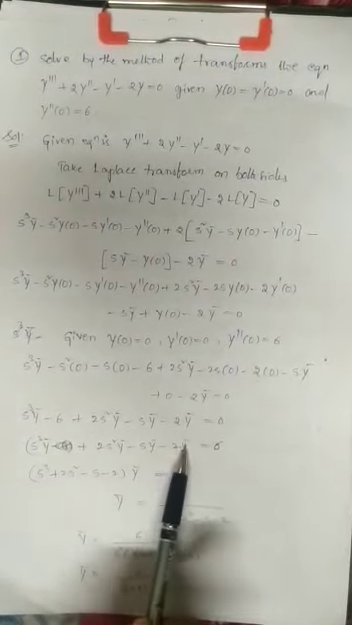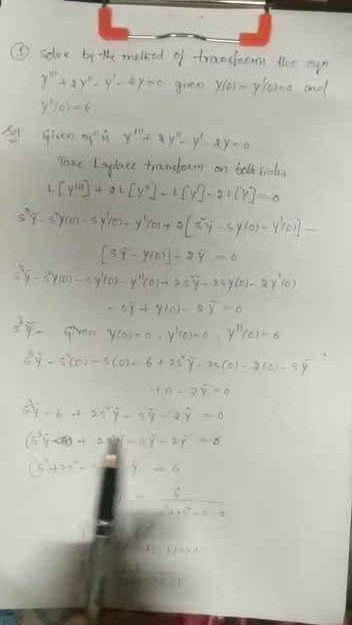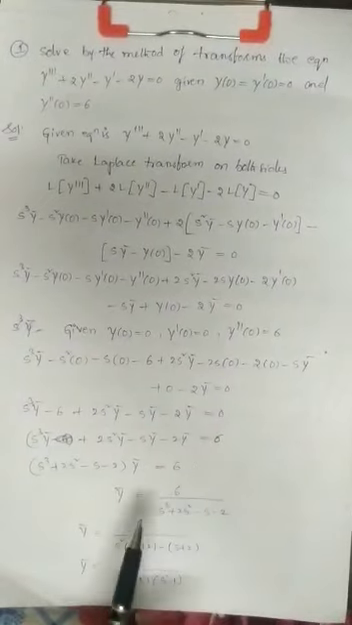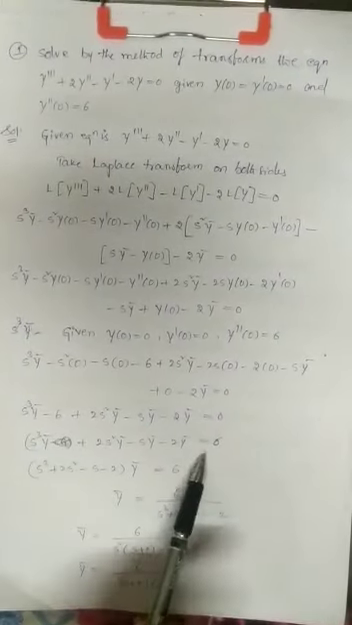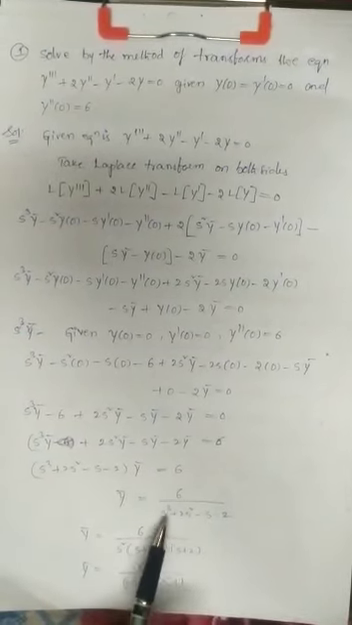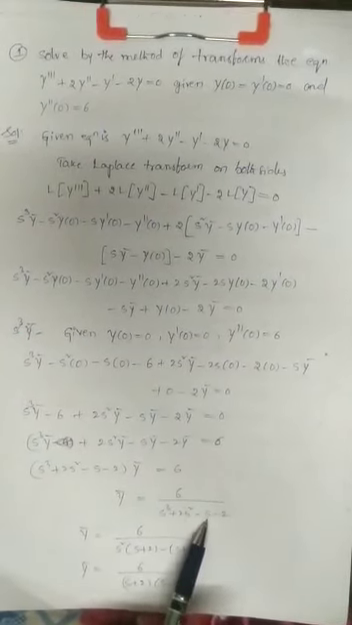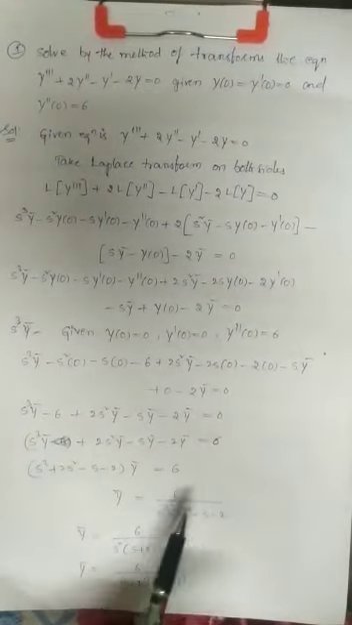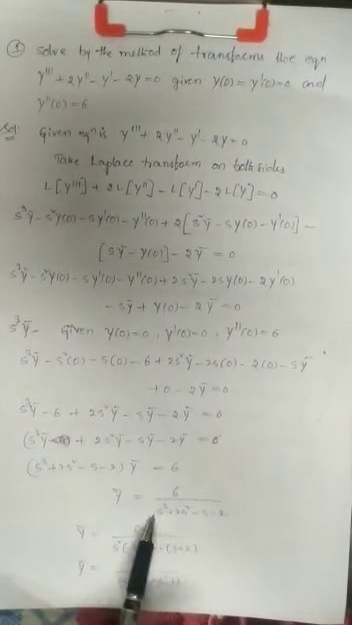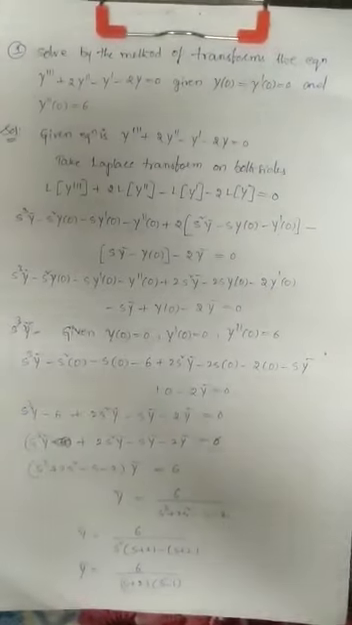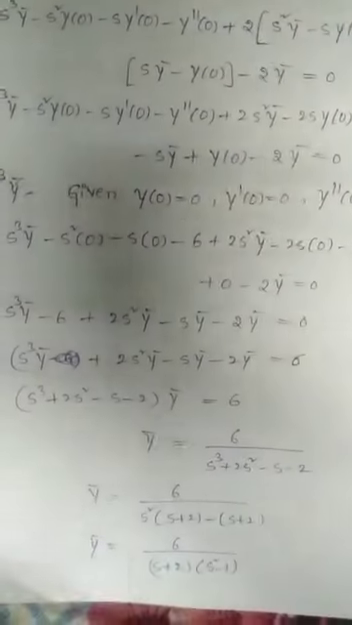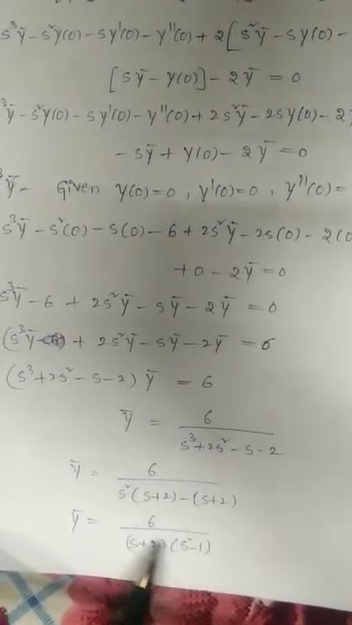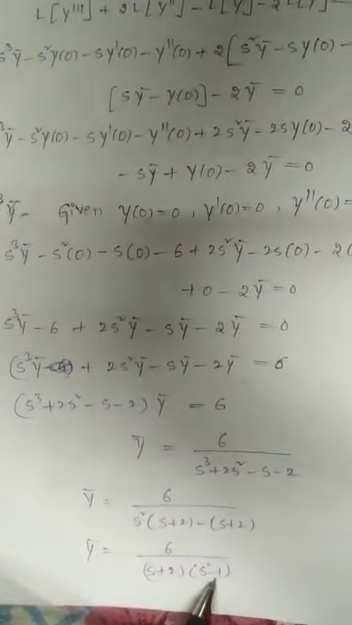In all these terms we have y bar as common, right? So let us take y bar common from all the terms, then take the total term to the RHS. So you will get y bar equals 6 by s cube plus 2s square minus s minus 2. This is the y bar value. Next, if you observe the denominator, from the first two terms take s square common. From the next two take minus 1 common, s plus 2. Then from these two take s plus 2 common. So you will get s plus 2 into s square minus 1.